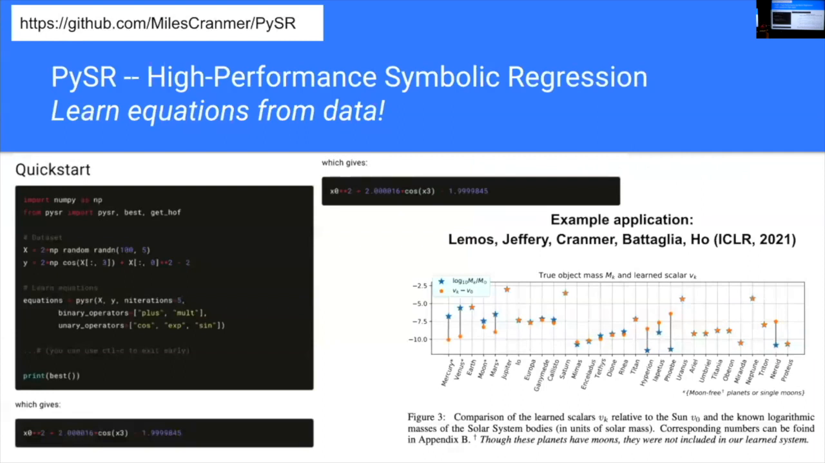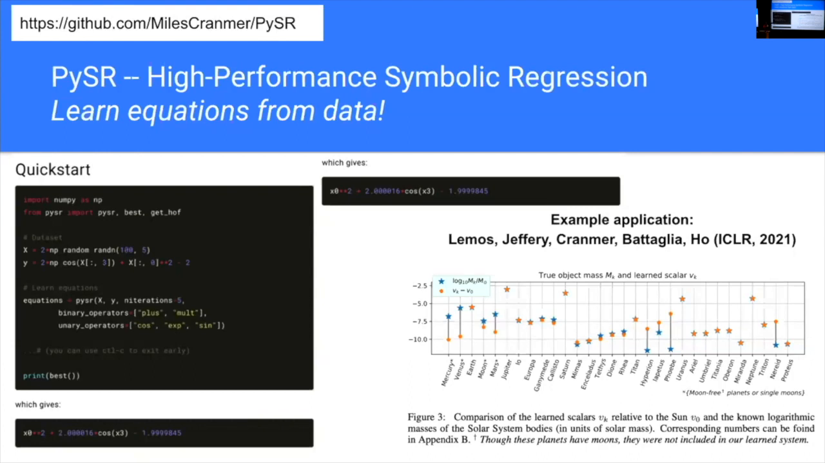So as an example, it's a bit blurry, but basically, if you have a data set with 100 rows and 5 features, you could write out a test equation. So this is 2 times cosine of x3 plus x0 squared minus 2. You give it to PySR. You declare that PySR is allowed to use plus, multiplication, cosine, exponent, and sine. So those are the operators it can use. And at the end, this only takes about 5 minutes for this example, and it finds the correct equation.